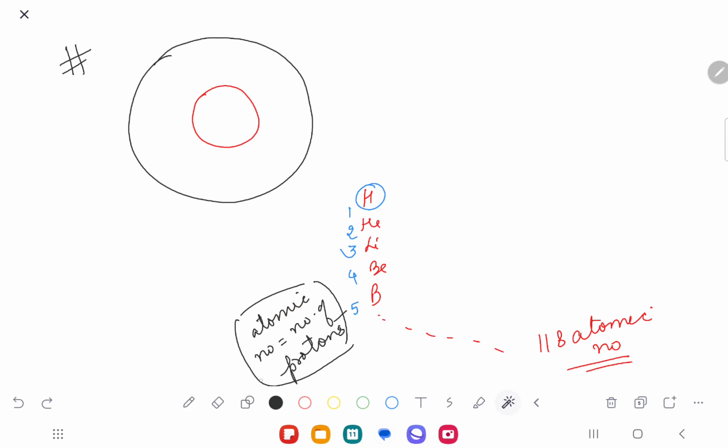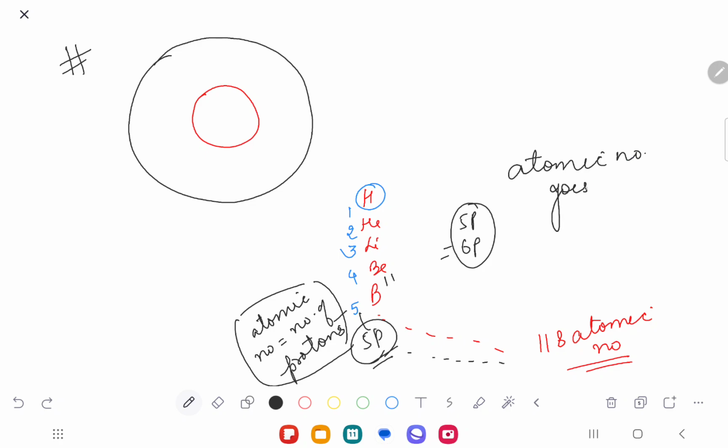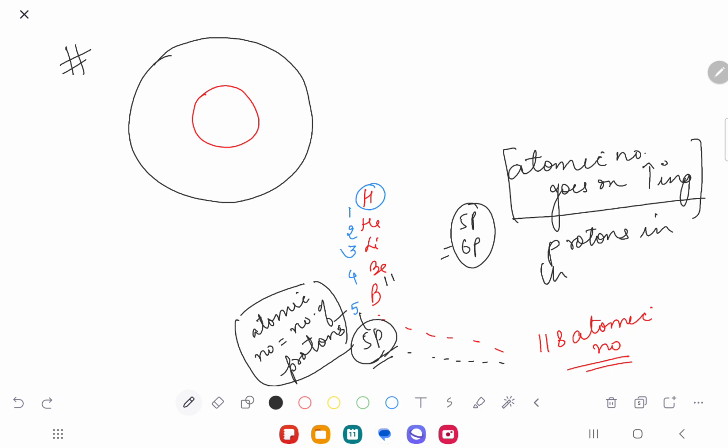It has 5 protons, the same. And when it has protons, definitely its mass number would be, let's suppose, 11. So it has 6 protons. So as and when you move forward, the atomic number goes on increasing. And when the atomic number goes on increasing, what does that mean? The number of protons in the nucleus increases.